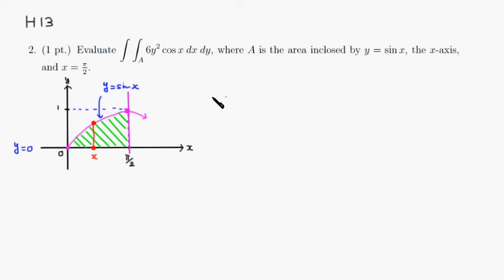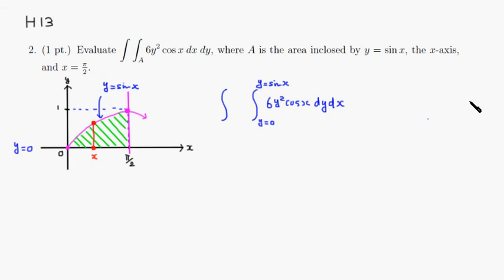So this is going to be a double integral, and the integrand is 6y squared cosine of x. We're going to fix x, so we do the integration with respect to y first, then the integration with respect to x. For the fixed x, you're going from y equals 0 all the way up to the sine curve, y equals sine of x.